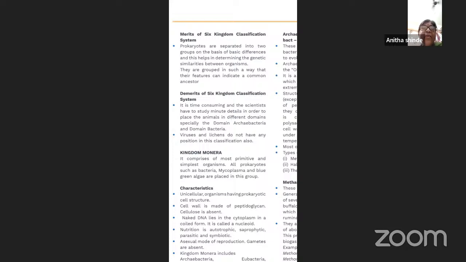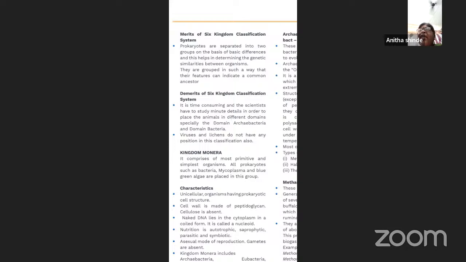Now coming to the demerits, it is very time consuming. It is a lengthy process, and the scientists have to study minute details in order to place the organisms into different domains, especially the domains archaebacteria as well as bacteria. So it is a tedious, lengthy and time consuming job. And the second thing is that viruses and lichens did not get any position in this classification also. So they have again disregarded this system to some extent.